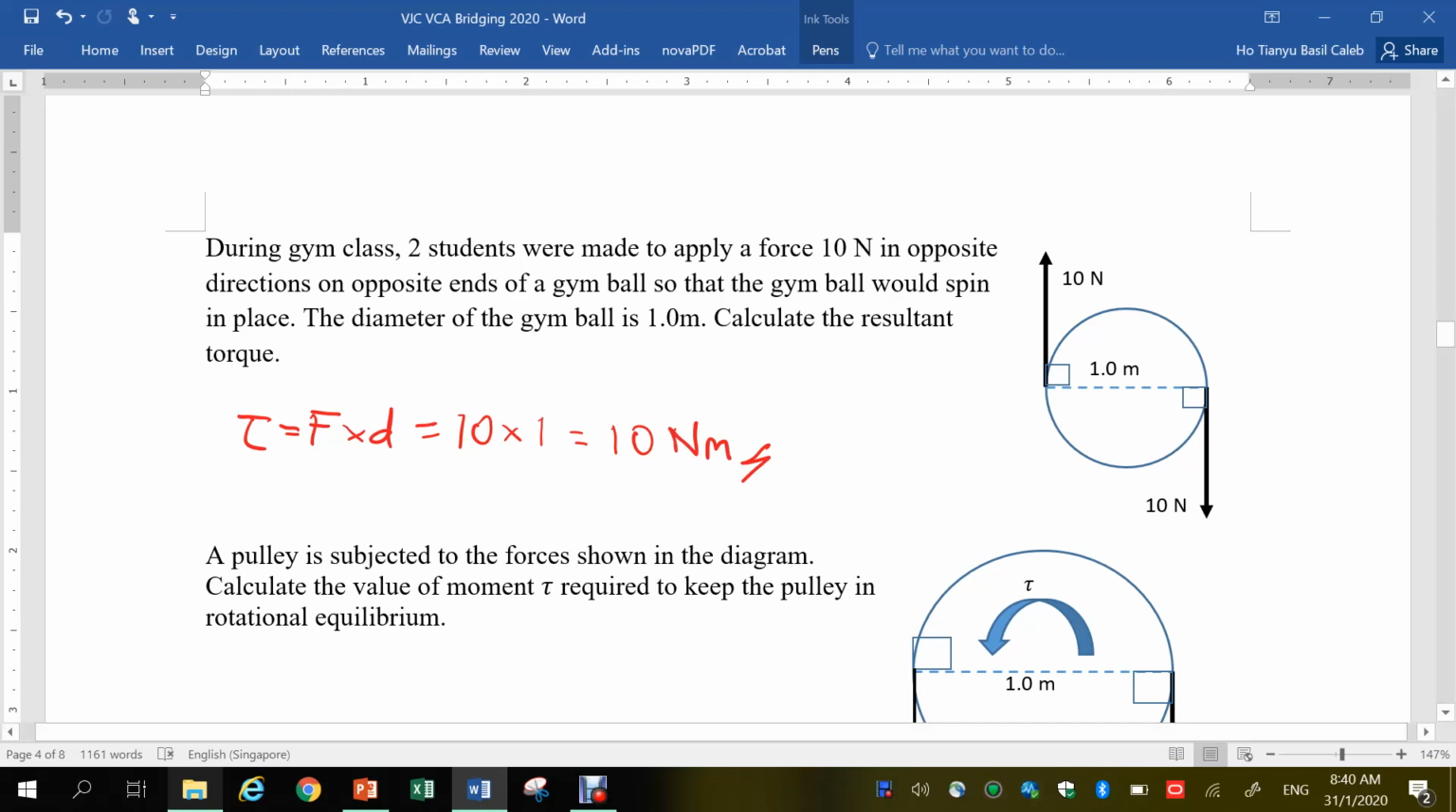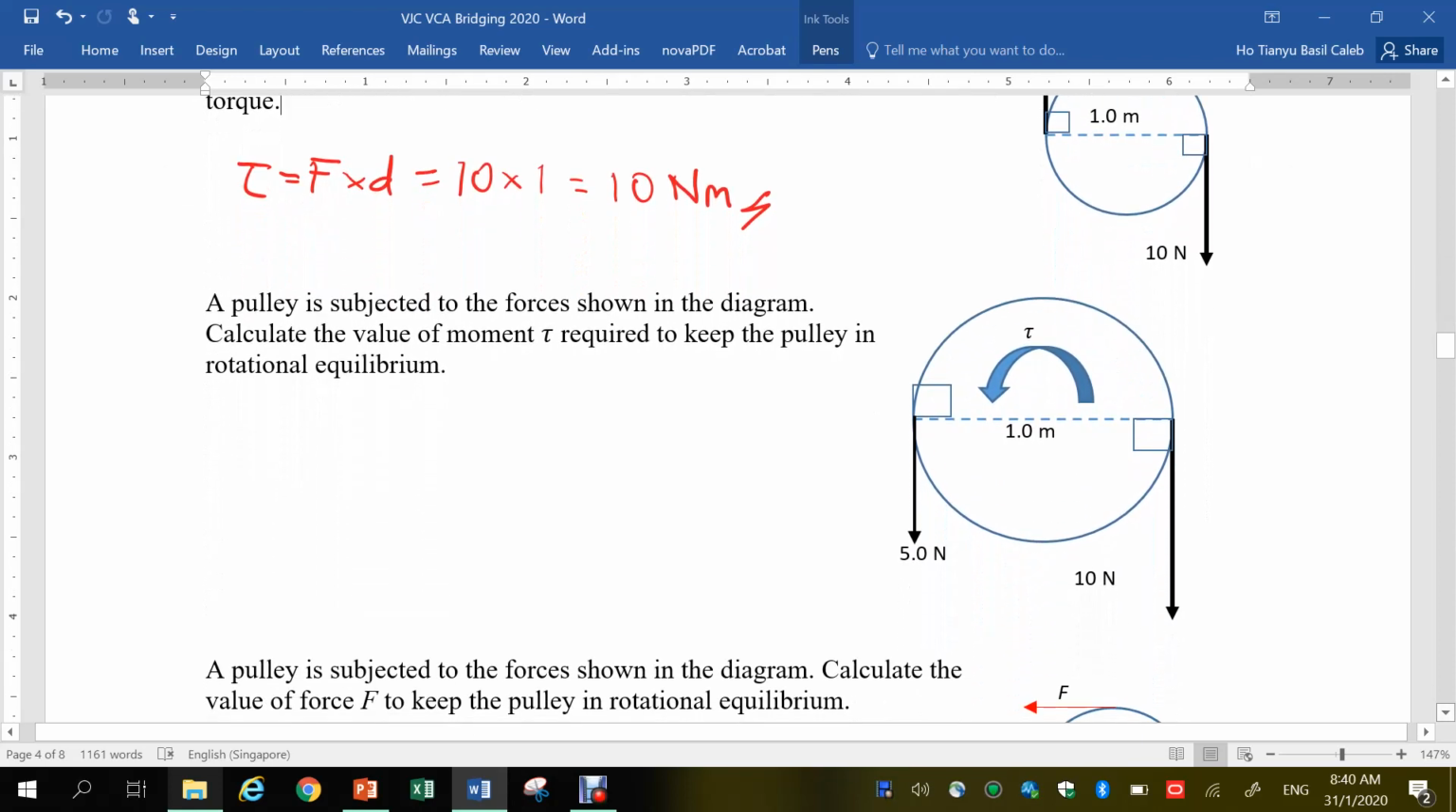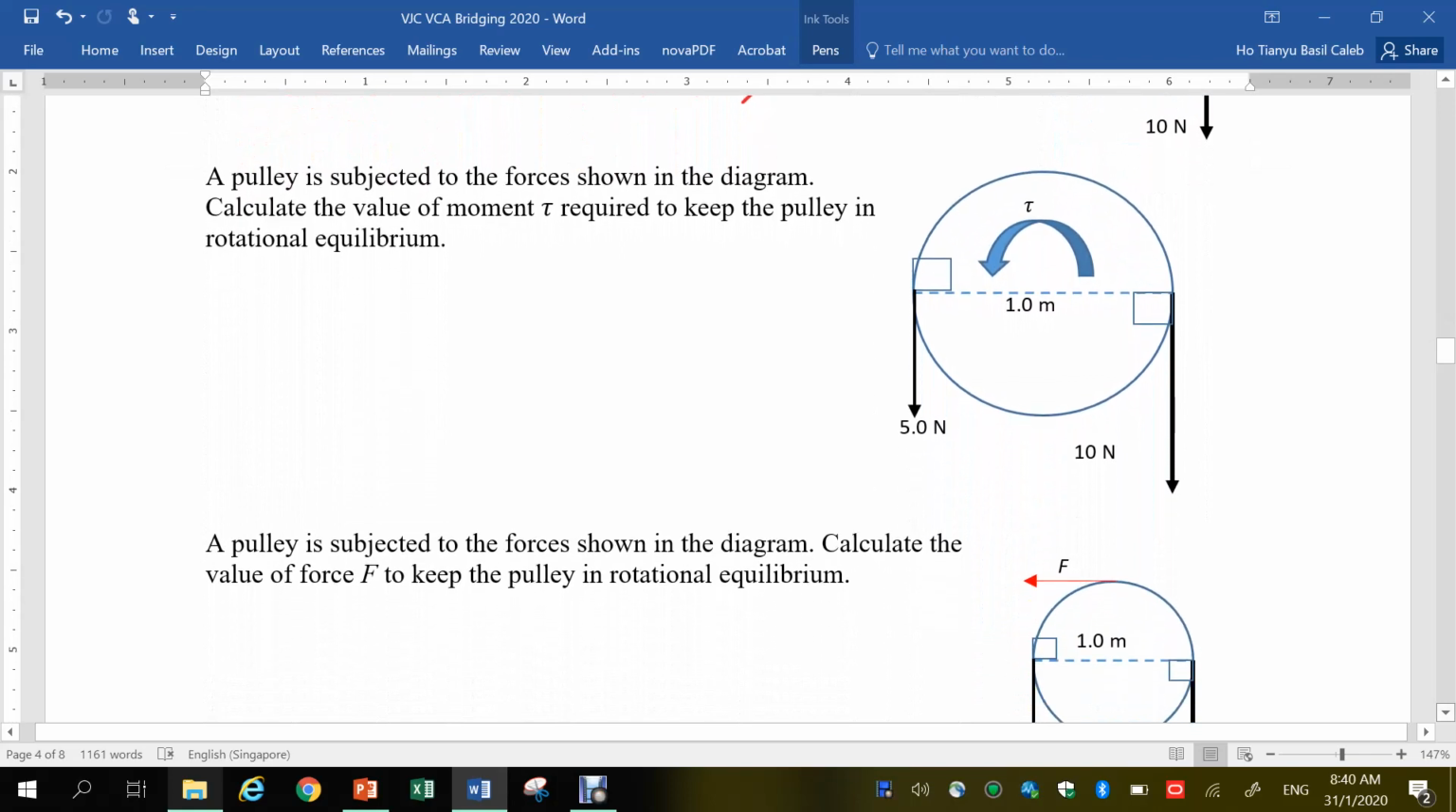Okay. So what will happen to the basketball, or rather the gym ball? It will start to spin in place. Is that rotational equilibrium? That is not. Let's now look at the next example.